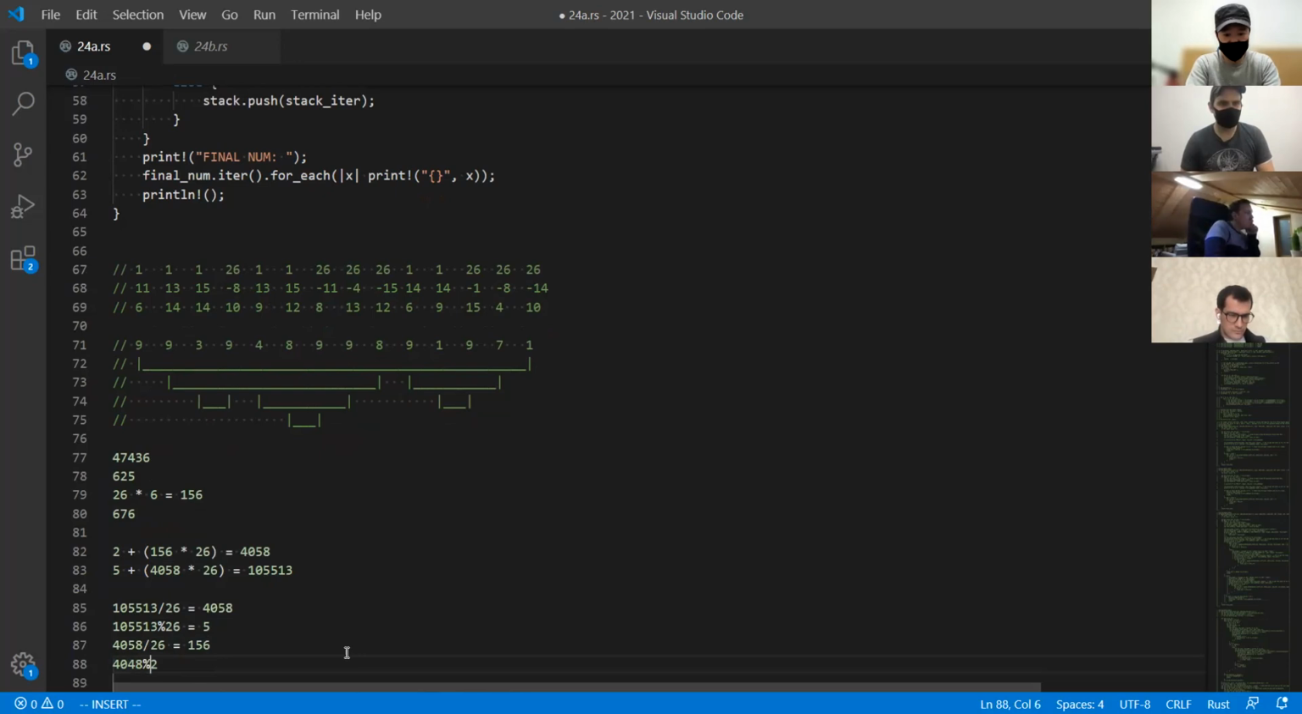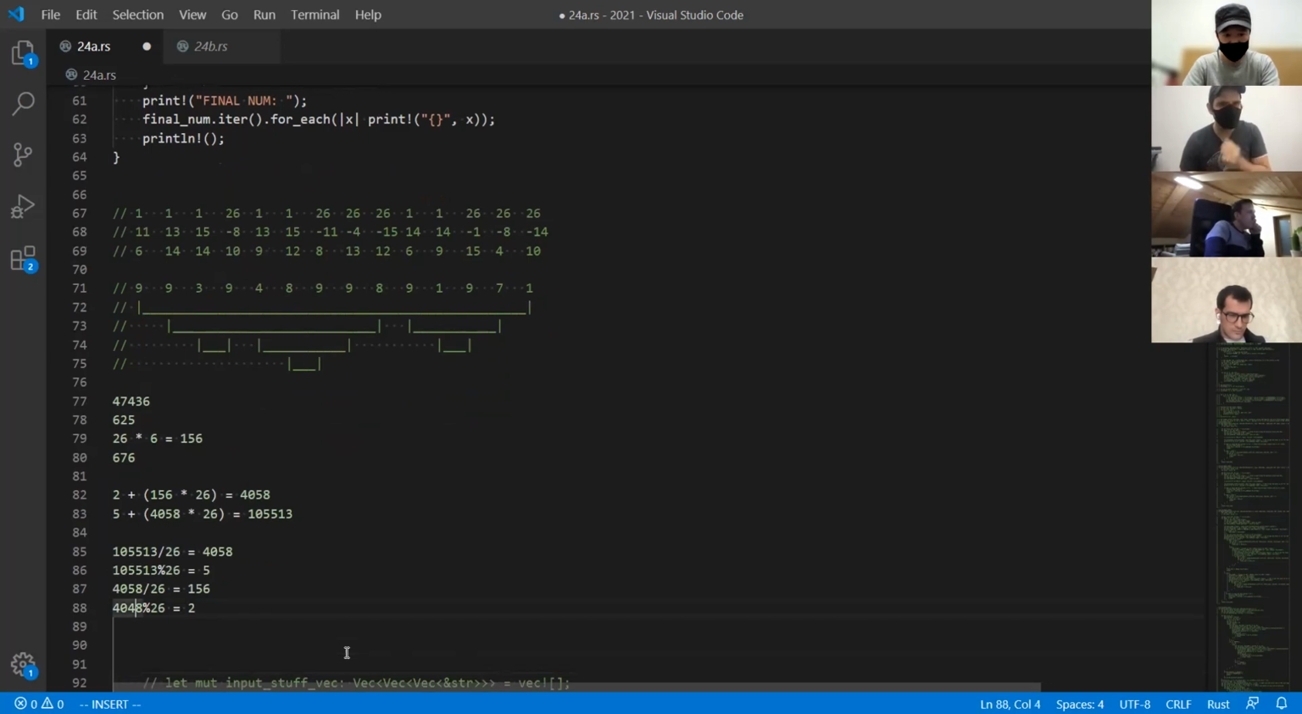4,058 modulo 26, you got a 4 there instead of a 5. And now last, we do 156 divided by 26, and we get 6. And modulo 26 is 0. So it would be 0. 156 modulo 26 is 0.